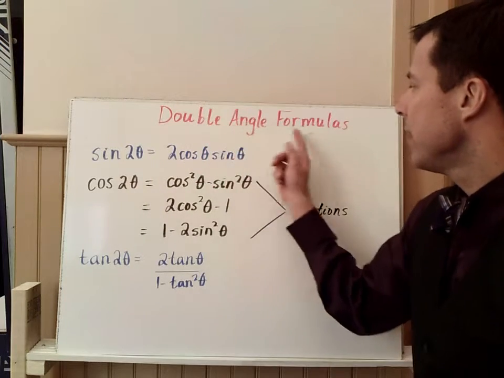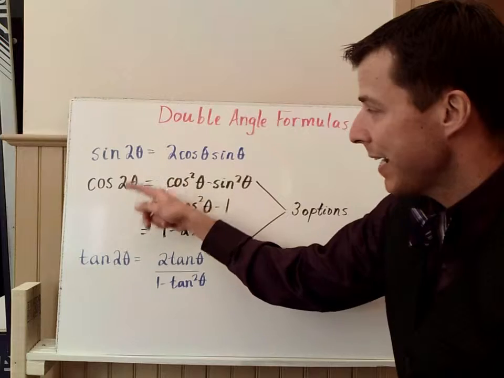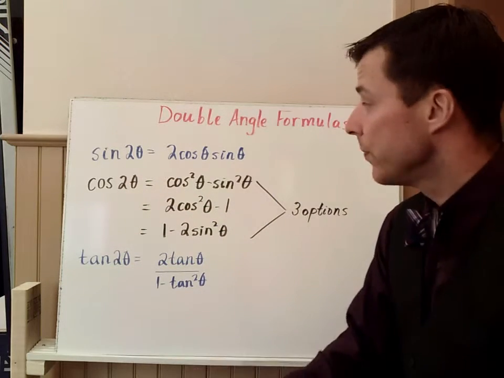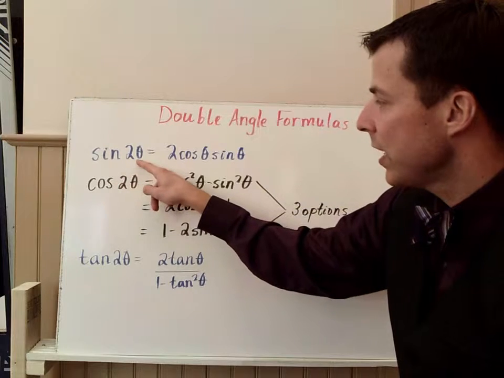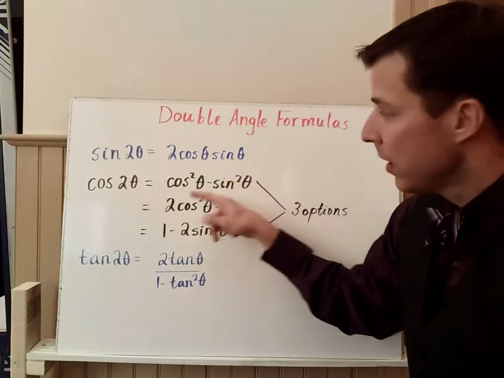All right, guys, welcome to the double angle formulas. Again, we're going to have double angle formulas for sine, cosine, and tangent. So we're talking about doubling an angle. The sine of 2 theta is going to be equal to 2 cosine theta sine theta.